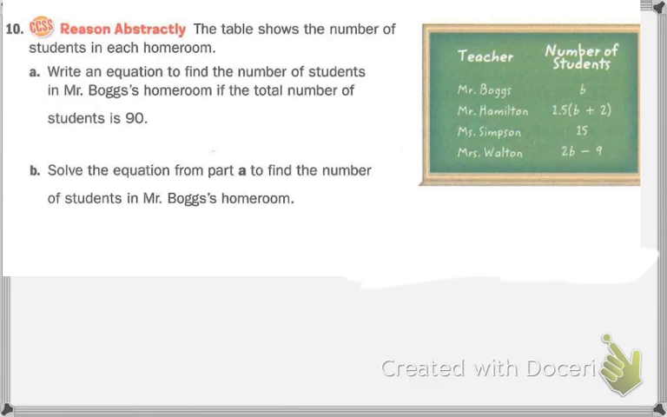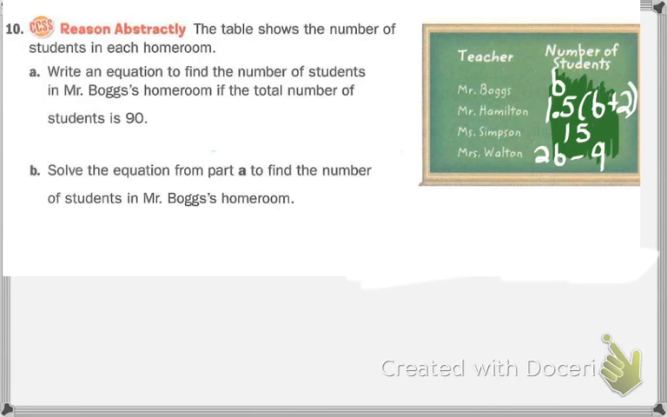Okay, so it says the table shows the number of students in each homeroom. I noticed that you might not be able to see this very well, so I'm going to go ahead and rewrite that real fast. Alright, so hopefully that helps see a little bit better in the video, where I just kind of rewrote each of those a little bit bigger. Anyways, it says write an equation to find the number of students in Mr. Boggs' homeroom if the total number of students is 90.